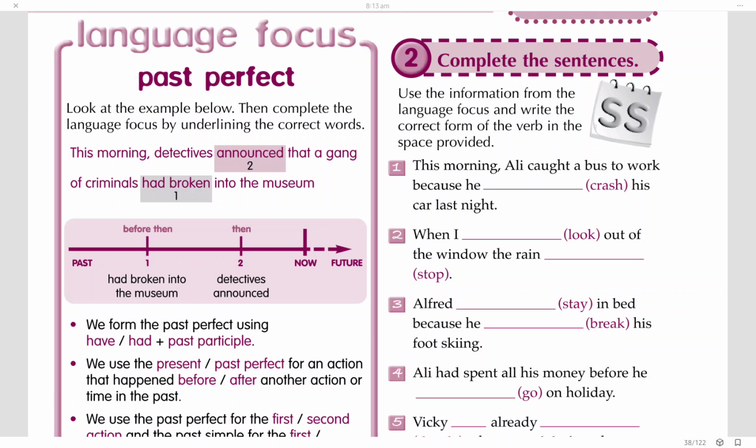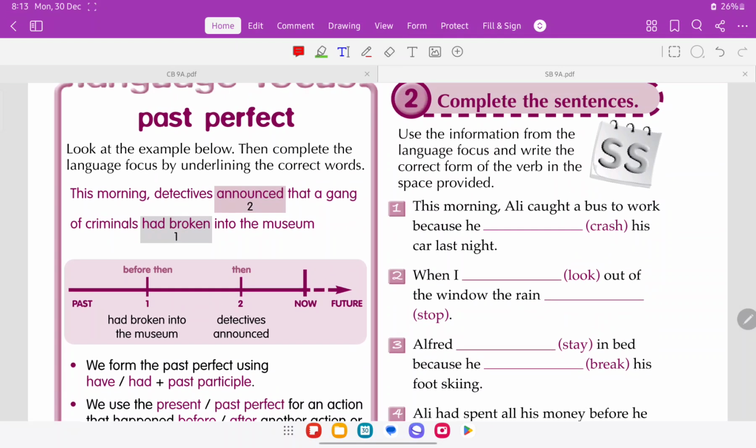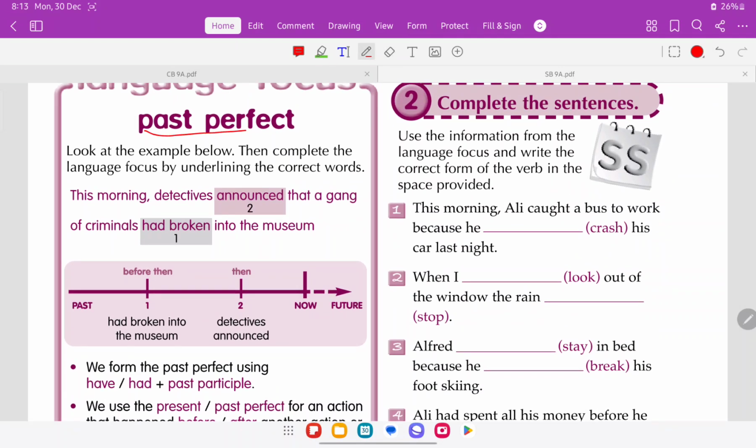Today we are going to talk about the past perfect. As you can see here, the past perfect: when we use it, how to use it, how we form it. We are going to talk about it in brief.